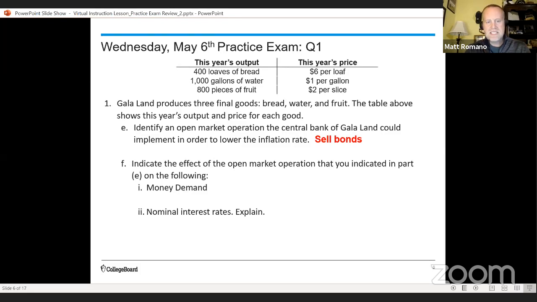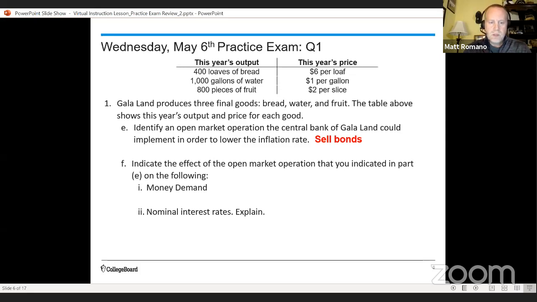Because again, you have to be specific to open market operations. Very common missed answers would include just saying contractionary monetary policy. That doesn't answer the question. Decreasing money supply. That does not answer the question. And of course, referring to other types of monetary policy does not answer the question. You've got to say sell bonds or sell securities.